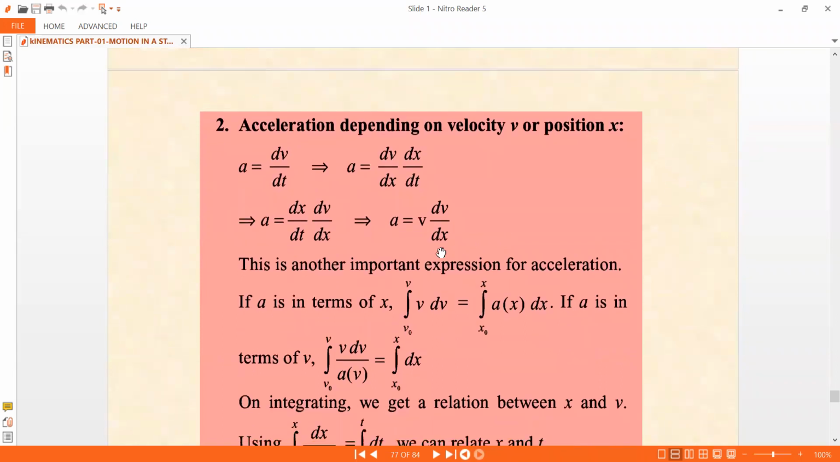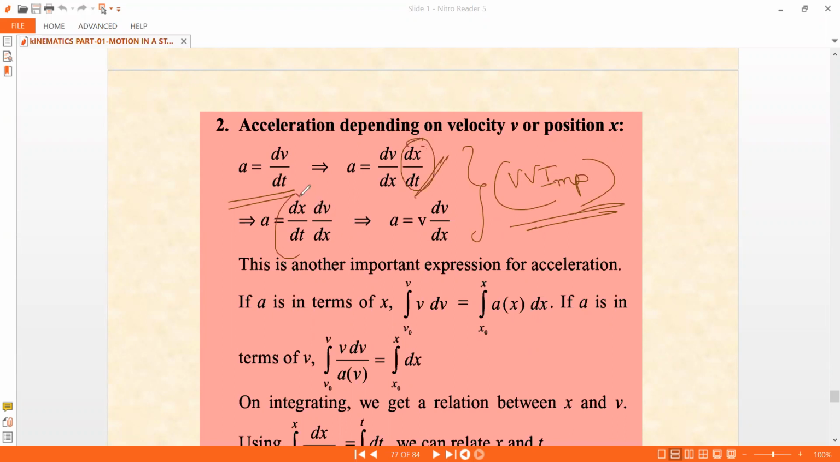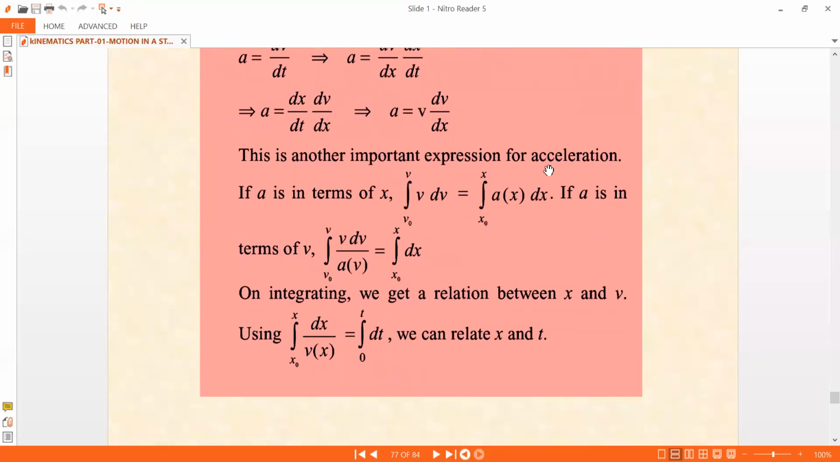So how do you handle acceleration in terms of velocity? This is what I explained in the last video. It's pretty simple, but this is a very important concept, and all of you have to know this. Acceleration is dv by dt, which is dv by dx into dx by dt using the chain rule. Now dx by dt is nothing but the velocity, so you can put velocity v into dv by dx. This is very, very important. I depicted this in the earlier video, you can see that.